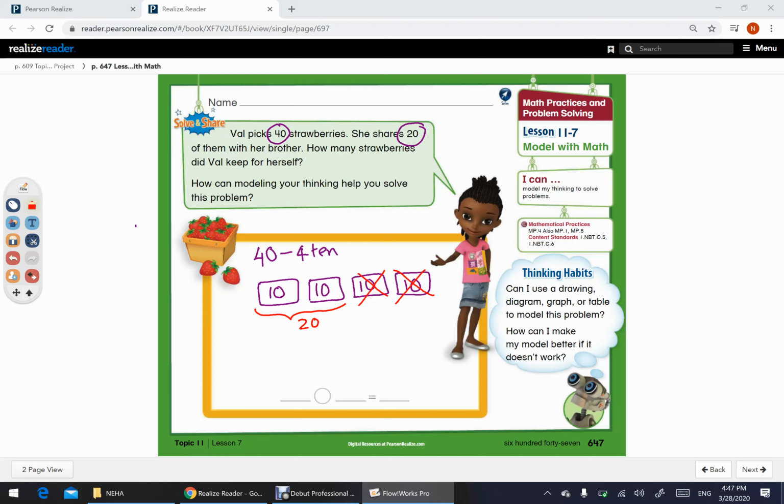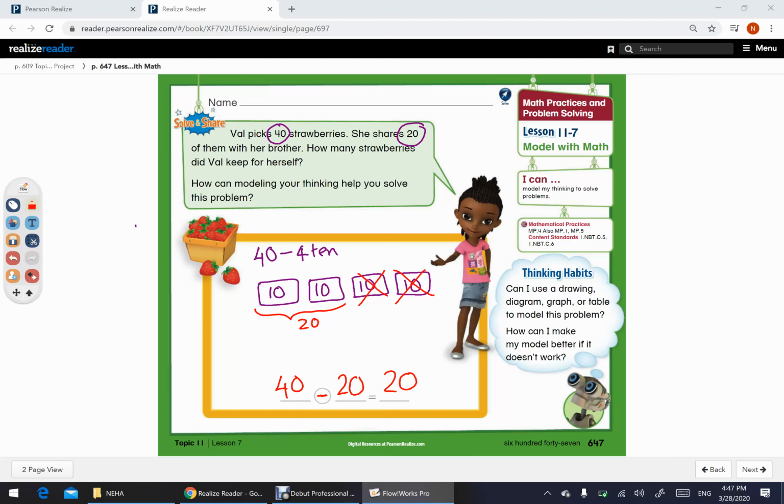So now, can I write the equation over here? Yes, we can write 40 minus 20 because she gives 20 strawberries. She gives 20 strawberries to her brother. So she's left with only 20 strawberries. You see, how did I do it? How I draw a picture and how I model it? This was an easy way for me.